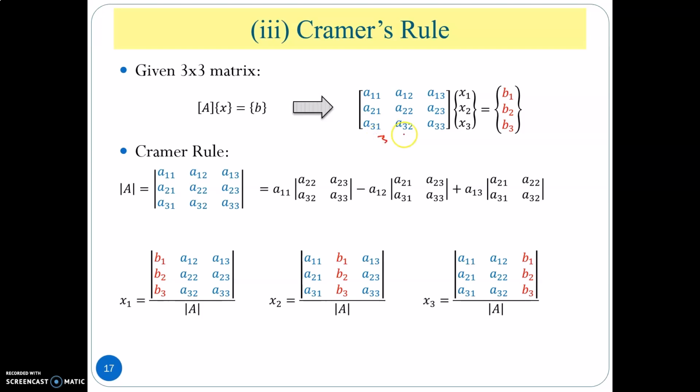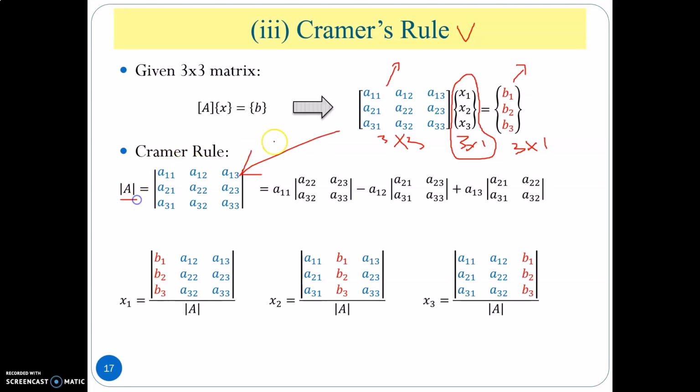Given a 3 times 3 matrix A and a 3 times 1 matrix X, you obtain a matrix B, which is 3 times 1. So in this case, if A is given, B is given, and you are going to find X, we can use the Cramer rule. So this is the formula for the Cramer rule.